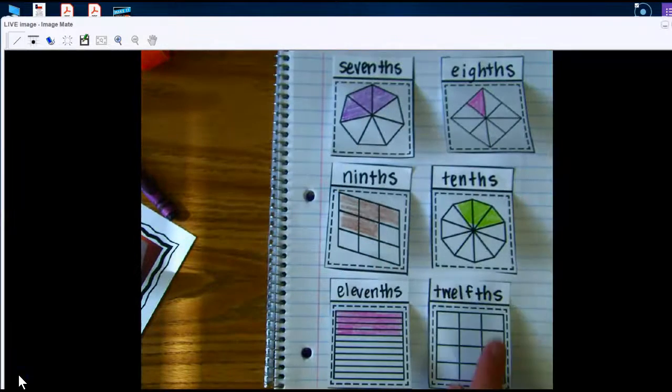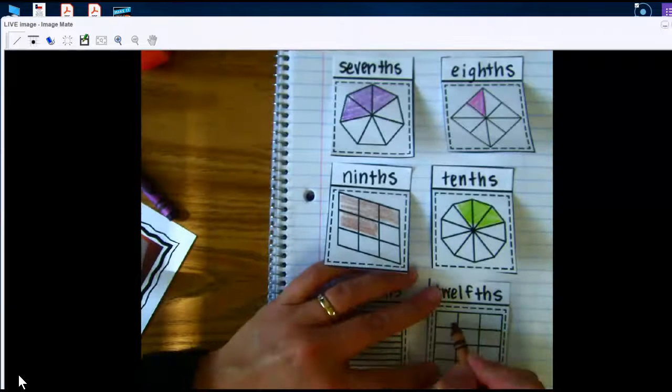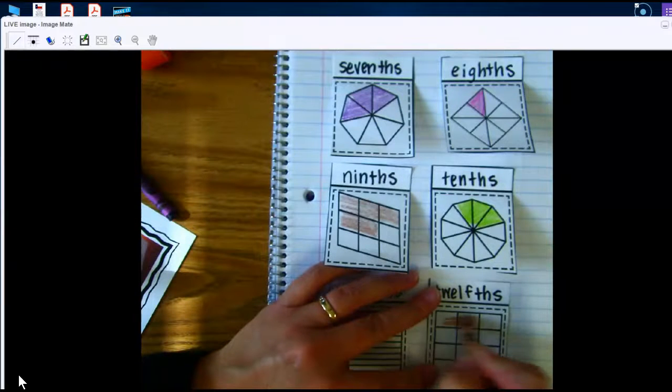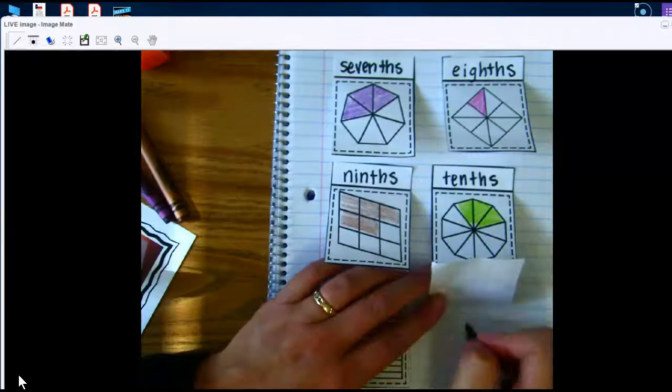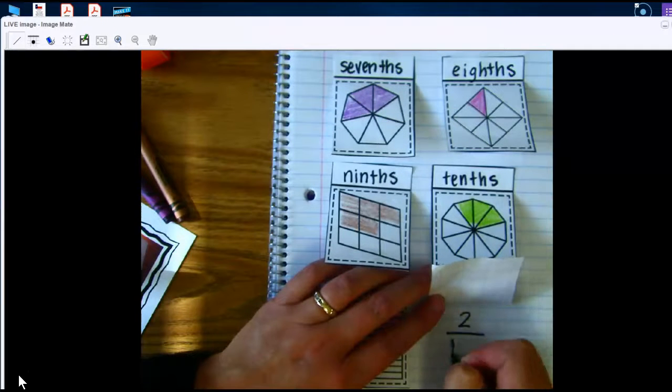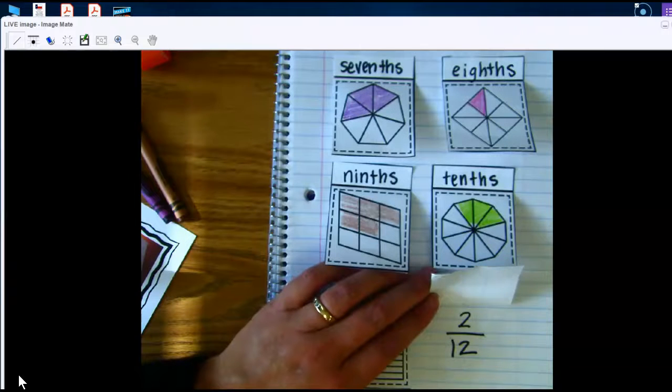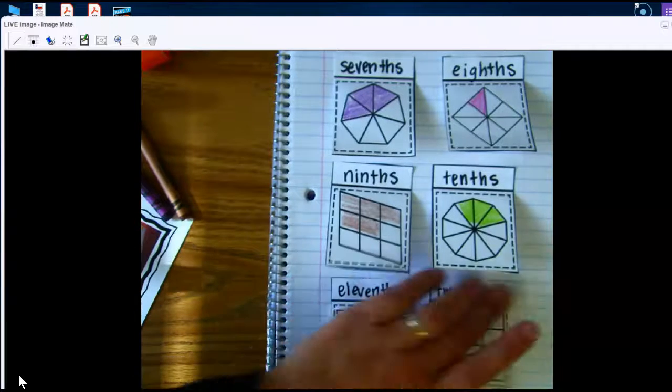Okay, the last one is 12ths. I'm going to color in, I think I'm going to do 2 12ths. So you can't do 20 12ths. So I did 2 over 12, and that's called 2 12ths.